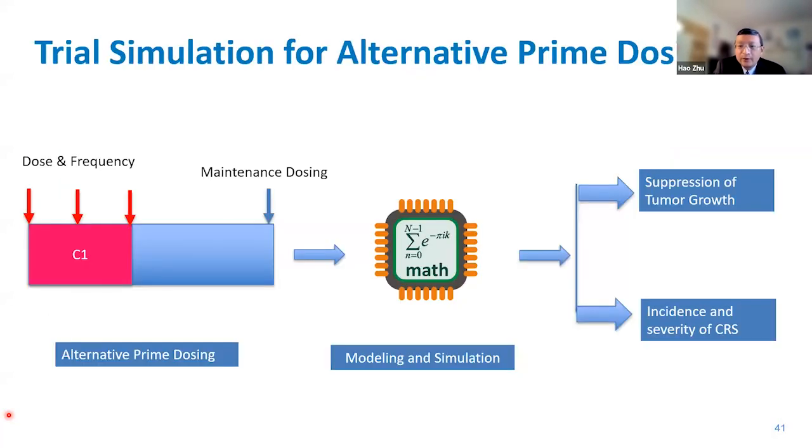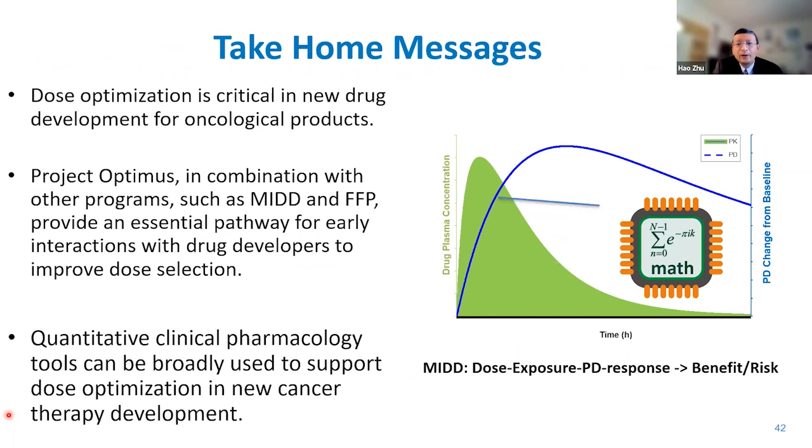So based on the established model framework, the effect of various combinations of dose and dosing frequency as the priming dose can be assessed through clinical trial simulation. The outcomes for the associated changes in suppression of tumor growth and incidence and severity of cytokine release syndrome can be compared in order to drive the optimal dosing for follow-up clinical trials. So next one, please. So with that, I'm going to conclude my part of the presentation.